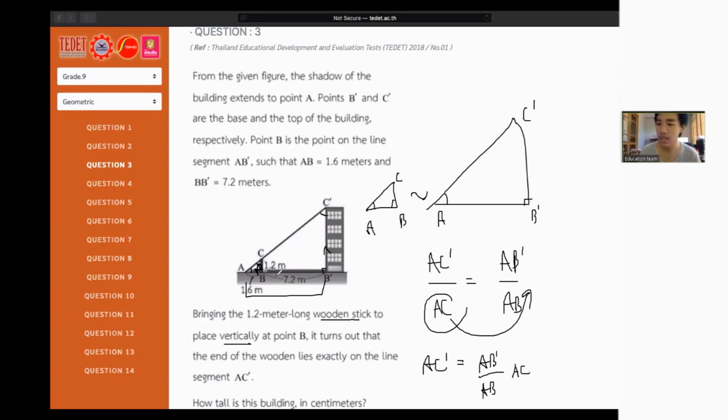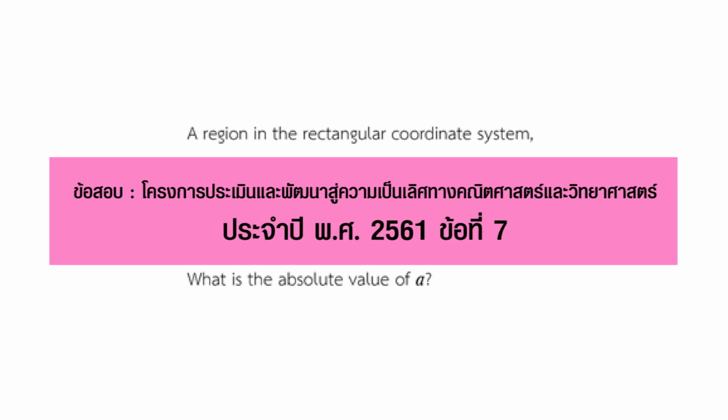Pythagoras. Use Pythagoras' theorem: this is 1.6, this is 1.2, and if you work out AC, it will be exactly 2.0. So from all of that, AB' is 8.8, AB is 1.6, AC is 2.0. Multiply all that together and you should get something like 6.6. I remember they're asking for centimeters. This is in meters, so we change it to centimeters: 660 is the answer.